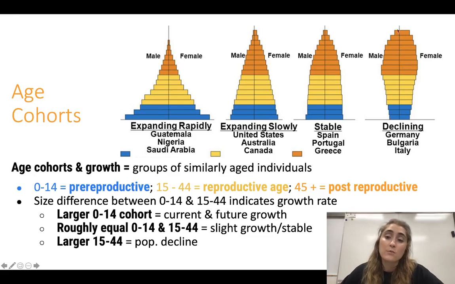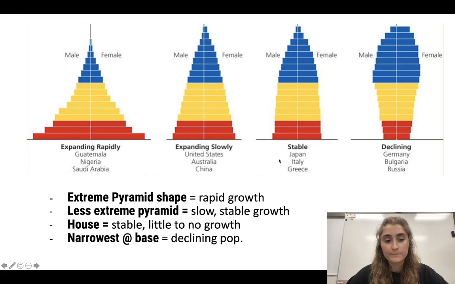And then on this last one, you have the top portion of the pyramid outweighing the bottom portion. You have more of an elderly population than you do a young population. So as a result, the population is declining. It looks like these individuals are having less and less children. So this is indicative of a population decline. So you can really define these as certain shapes and then define trends within the country, which is kind of what we just said.